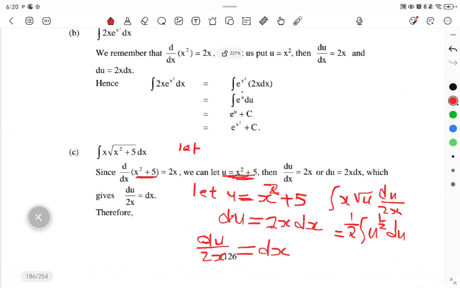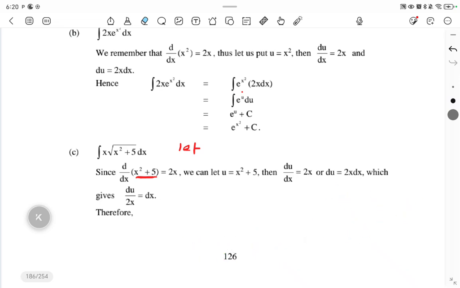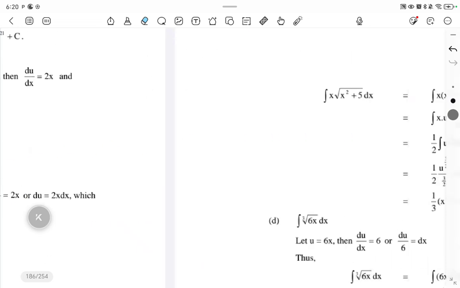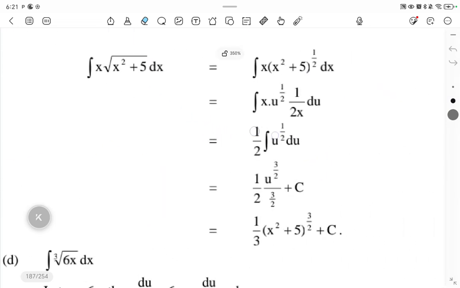Now if we go this side, let me erase this here. So I go that side and I show you. What they did, they let u be equal to x squared plus 5. Then they derive, they get this. We make dx the subject of the formula, we get this. So this would mean that from here we come back and substitute. When we substitute, remember we got this, right?